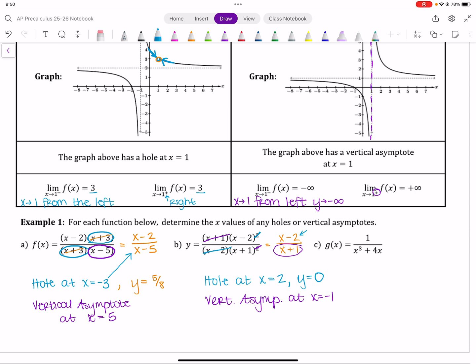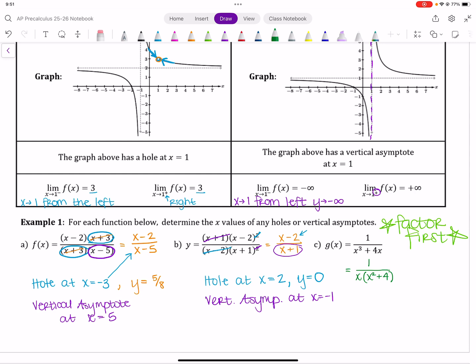So part C, before we can identify our holes and asymptotes, we have to factor. We always want to factor first when identifying almost any one of our key features. When I factor this, I have a common factor of x in our denominator, so I can factor out the greatest common factor x, which leaves me with x squared plus 4. Because that is a sum of squares, I cannot factor that any further.